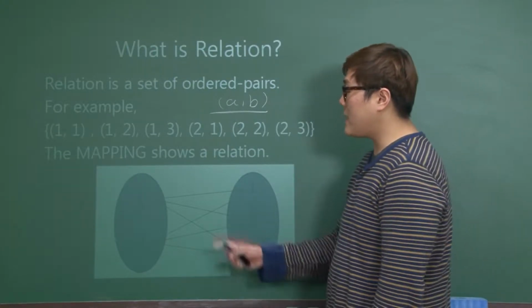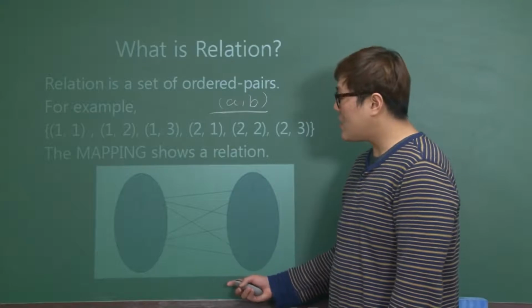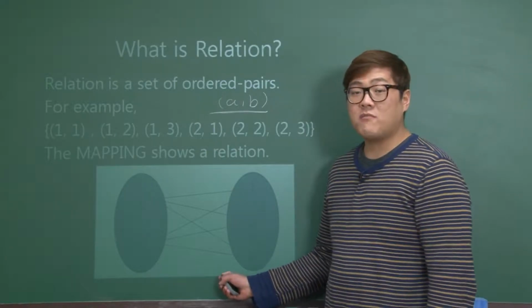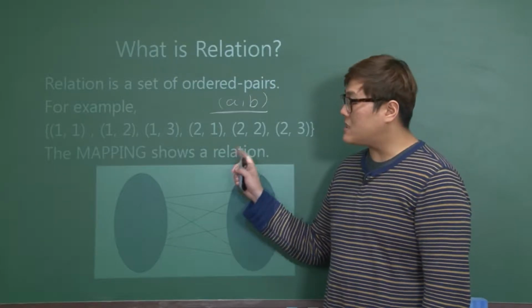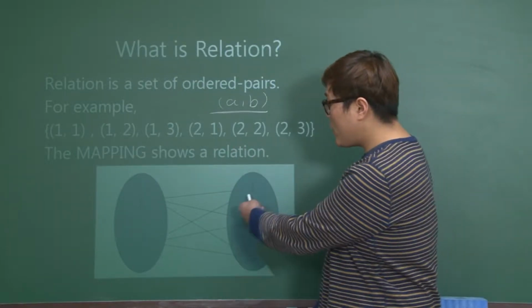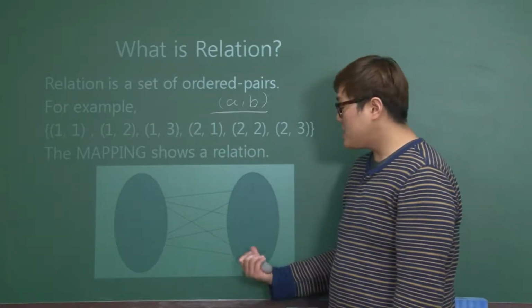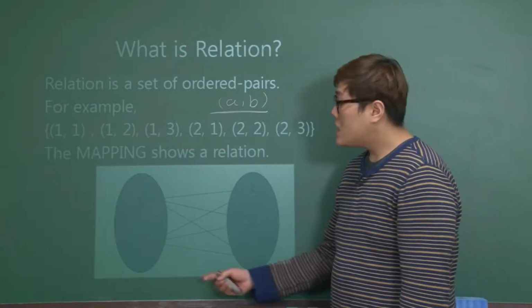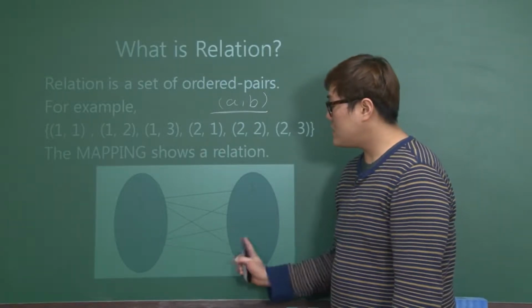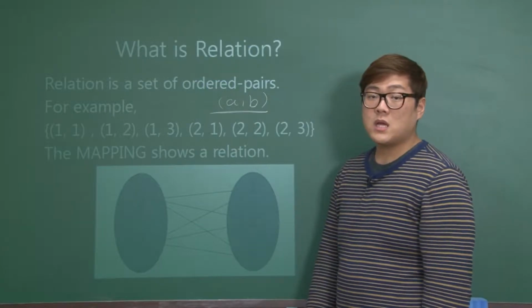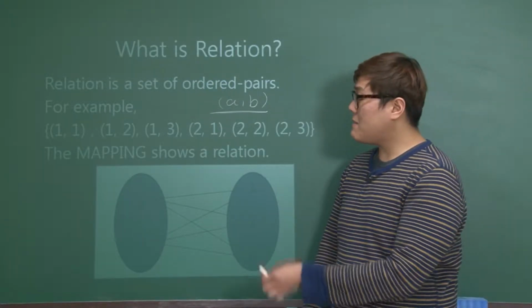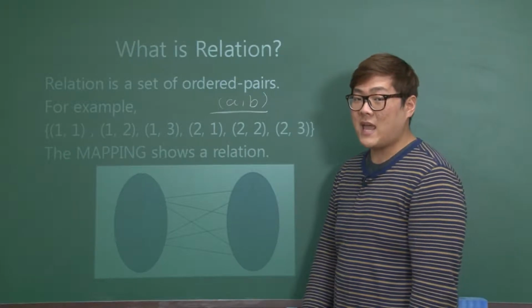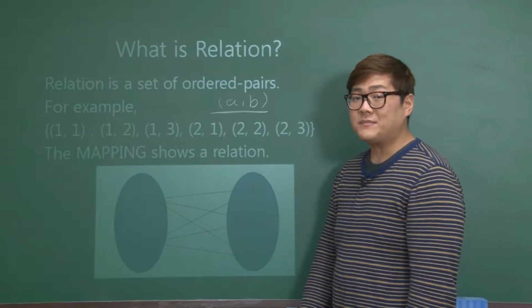So let's map it. This is called a mapping, and this shows a relation between the first element and the second element. So 1 points to 1, 1 points to 2, 1 points to 3, 2 points to 1, 2 points to 2, 2 points to 3. Okay, so now we know anything between two numbers can be defined as a relation.